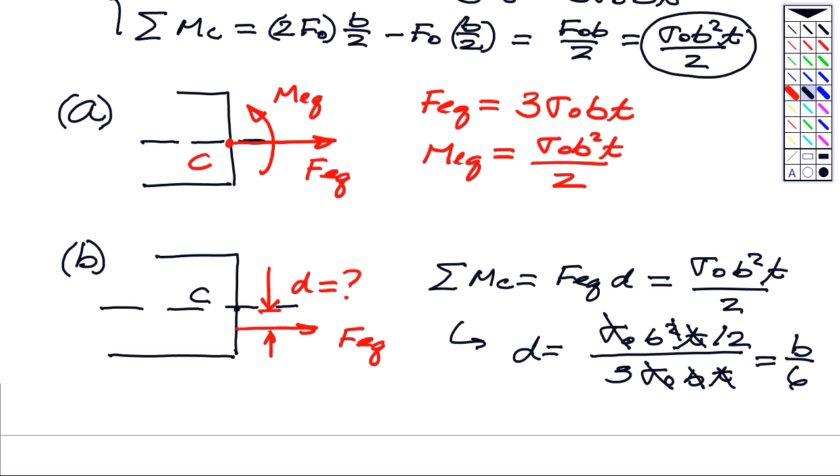So to replace that distribution by a force and a couple, we've got that. That's for part A. If we want to replace it just by a single force, that would be where we could put a force but no couple. It would have to be placed at a distance of b over 6 below the center line of that beam.